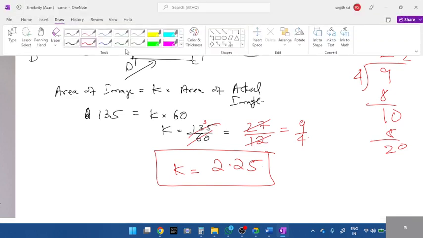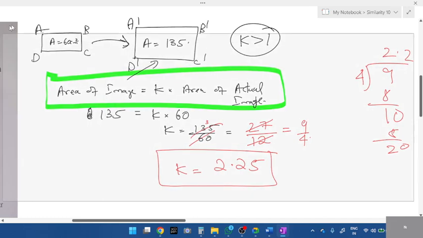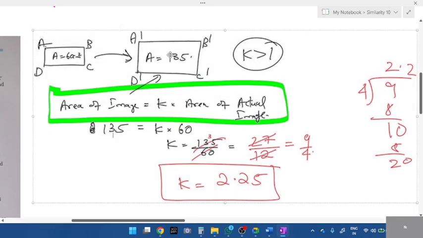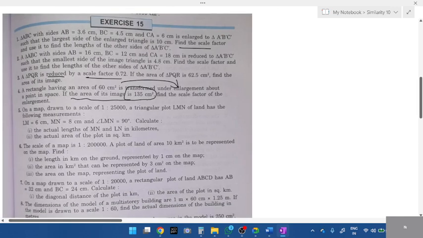Shall we try the next one? Look at this formula. See, area of image is K into area of actual image. Mariana, are you able to do it? Easy chapter. You like only these types of questions, right? Yeah, tell me what it is, Mariana. Only these types of chapters you like? You solve all the questions. Look at the next one, students. Till 5 it is fine. After that, it is a bit lengthy.